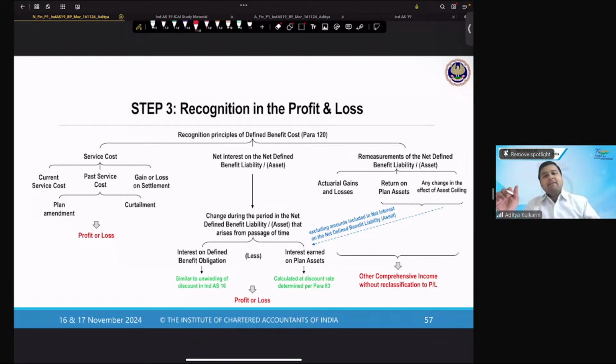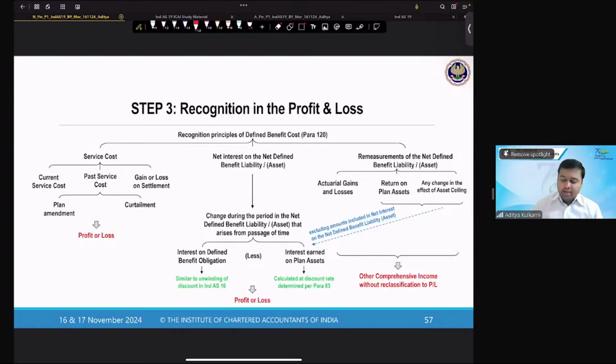Demographic factors change. COVID came, a huge change in actuarial assumptions. So now all these things will give rise to something known as actuarial gains or losses. That actuarial gains or losses is another item that is going to impact my defined benefit obligations or plan assets. And finally, you will have asset ceiling.